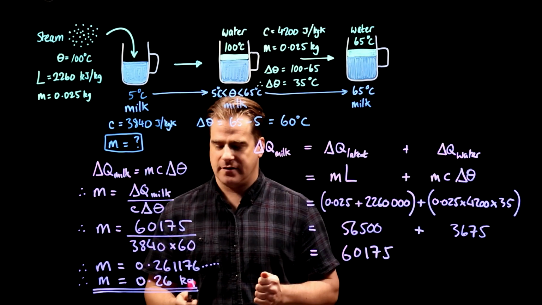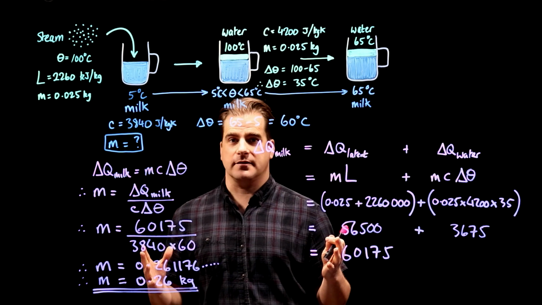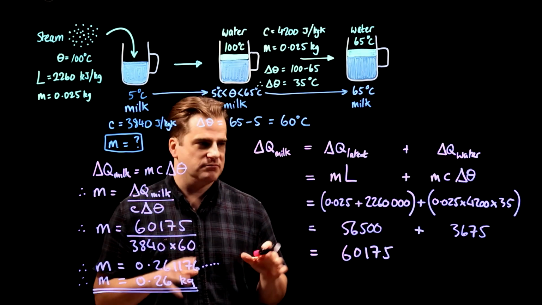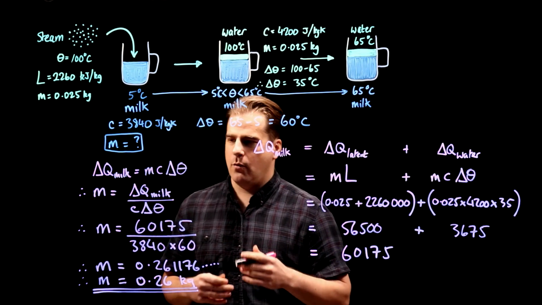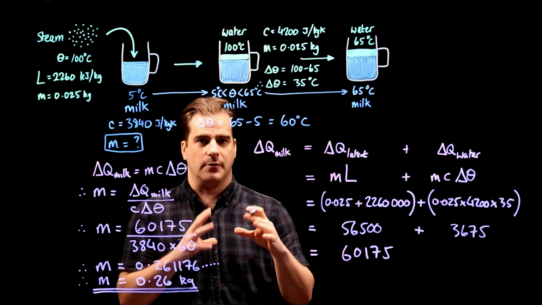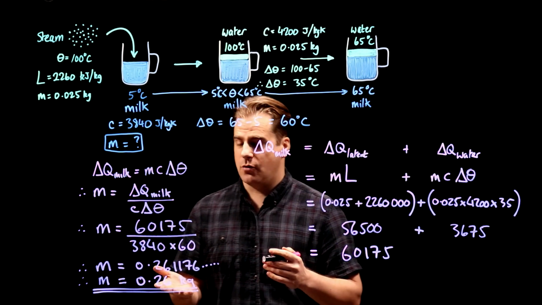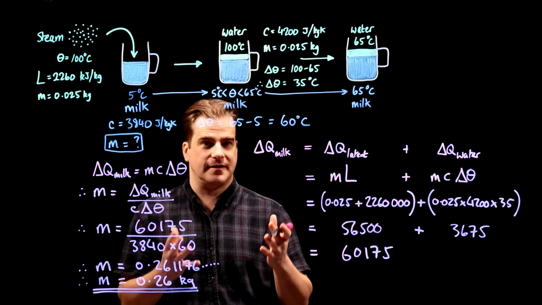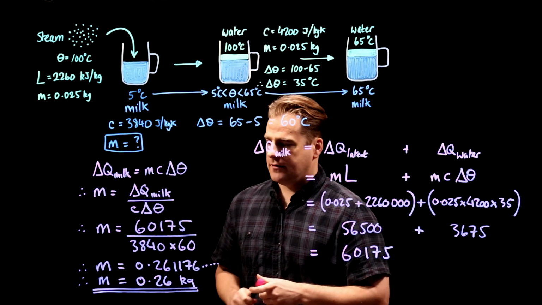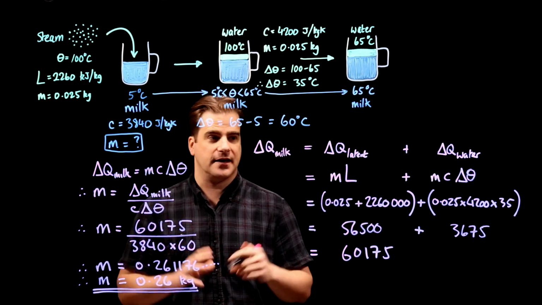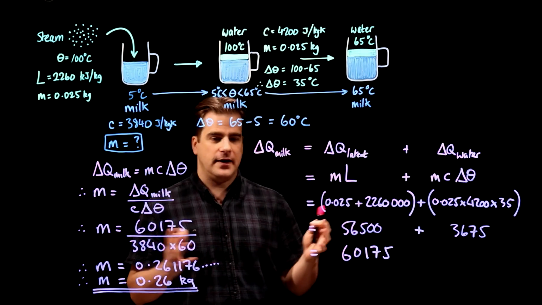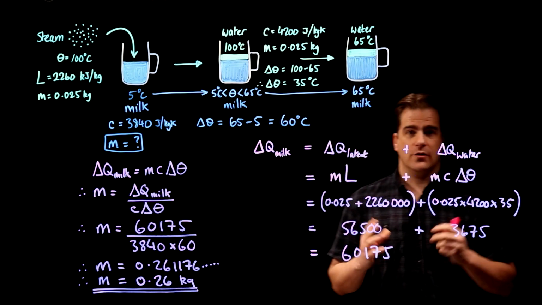So 0.26 kilograms of milk, is that a sensible answer? Yes, it is, because roughly one kilogram of milk will fill a volume of about 1 litre, okay? So that's about 1/4 of a litre. And that seems like a sensible amount to make a latte, right? So it's probably correct. Always do that check at the end. It is correct. Right, good. Well, there you go. That is how to do that question.